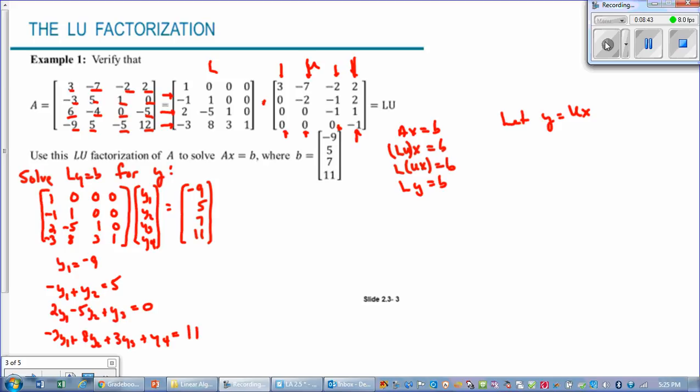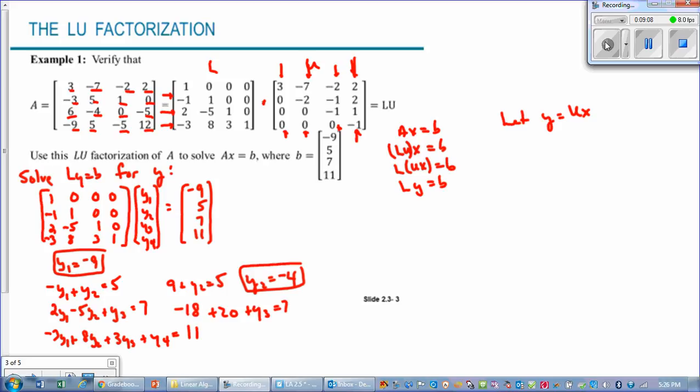Oops, 7. Okay, so we already know y1. And if we plug in -9 for y1, we'll have 9 plus y2 is 5. So that means y2 has to be -4. Now we know y1 and y2, so this becomes -18 plus 20 plus y3 equal to 7. So that means that y3 is equal to 5.